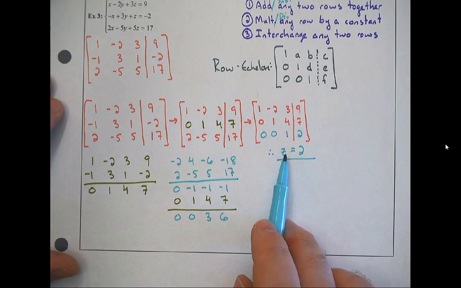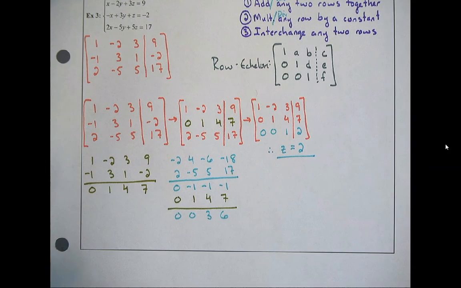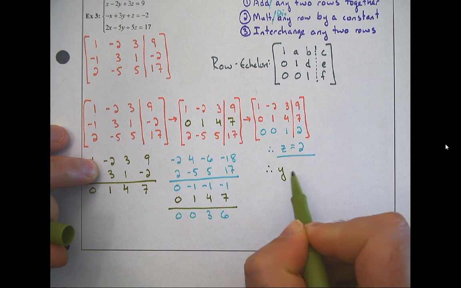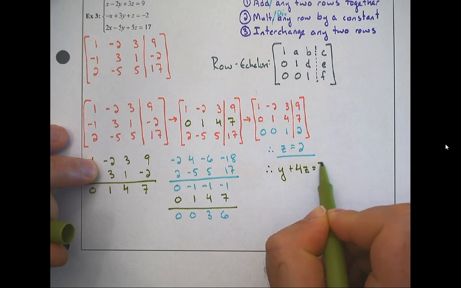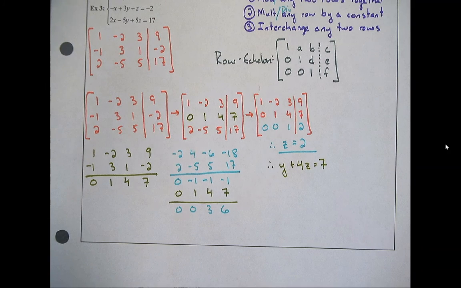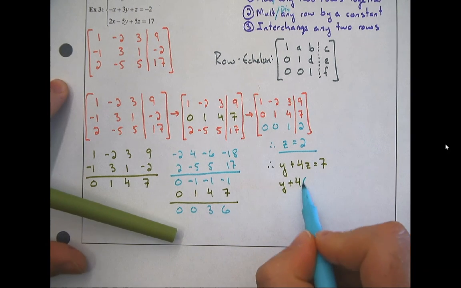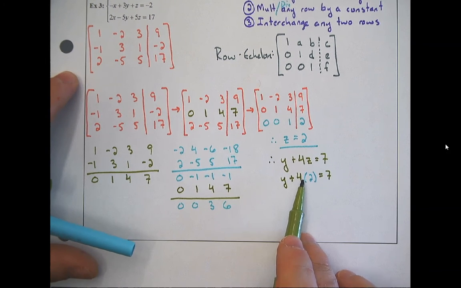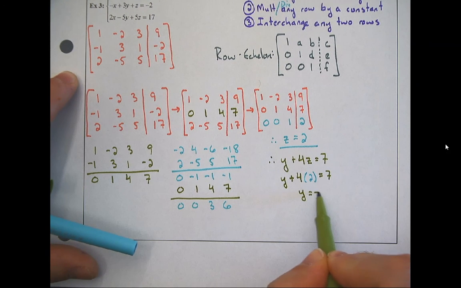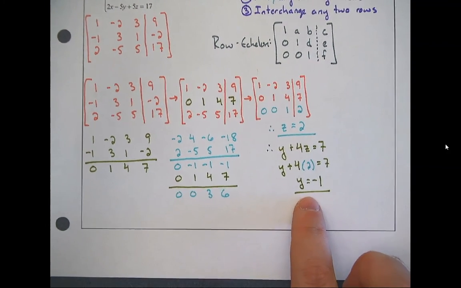Now, if I know what z is, I can back substitute it into this line, because this line says that there is no x, there is 1y plus 4 z's equals 7. So we know that z now is 2, so I can back substitute: y plus 4 times 2 equals 7. 4 times 2 is 8. Subtract that across, I get y equals -1. So now I know what z is. I know what y is.